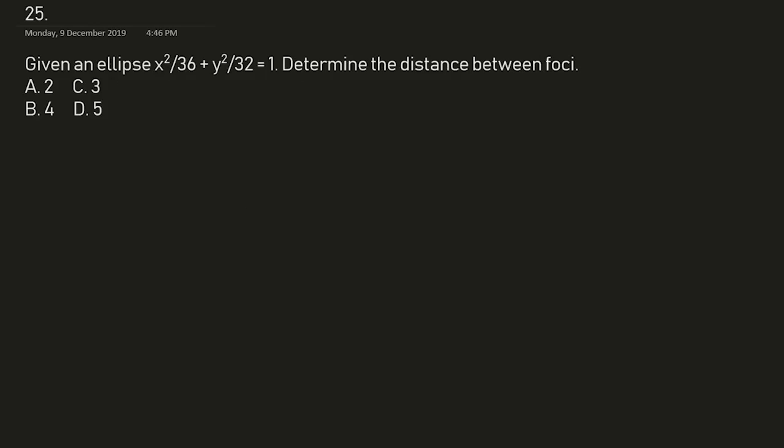Alright? And we're down to the last problem. Yay! Problem number 25. Given an ellipse, determine the distance between foci. So our ellipse is x squared over 36 plus y squared over 32. Since the x squared and y squared yan, alam natin na yung center is at 0, 0. Origin siya. Ngayon, ano yung distance ng dalawang foci?